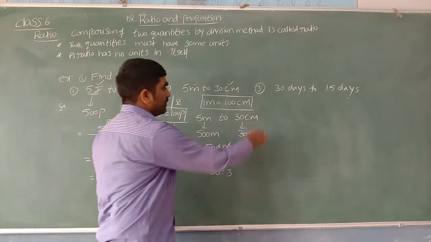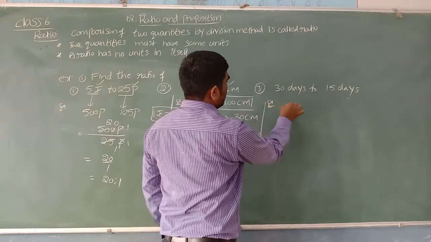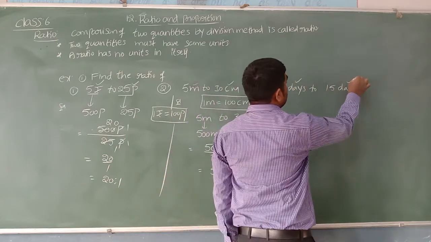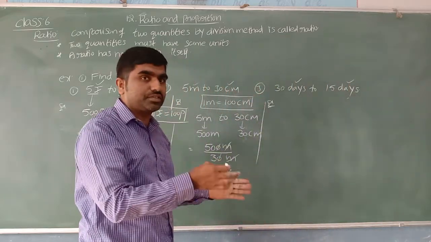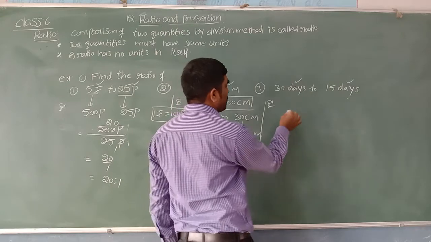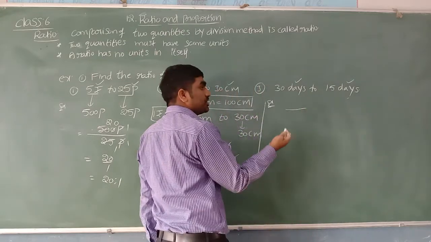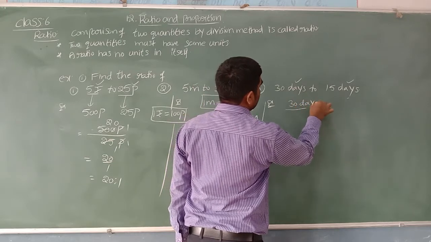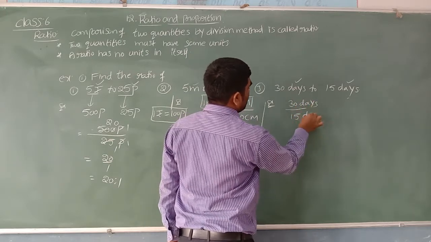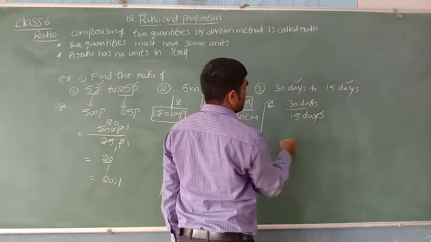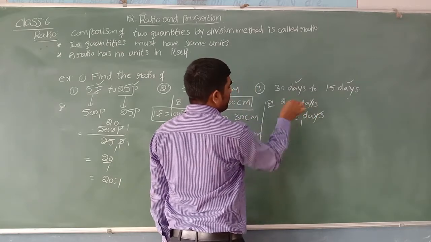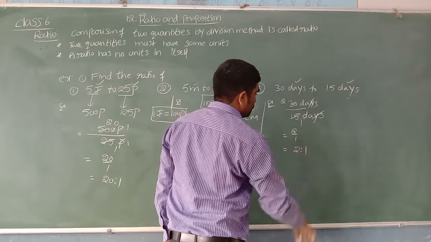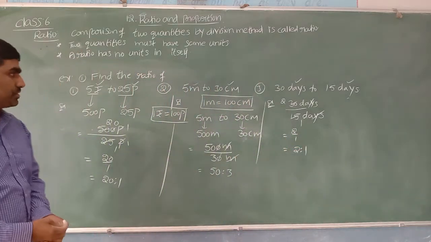Now we can see the last one, the third one. They are asking to find the ratio of 30 days to 15 days. Here you can see days and days. Both the quantities have the same units. When both quantities have the same units, then you can find the ratio directly. I mean, you can compare them by division method. 30 days divided by 15 days. Days cancel. 15 ones are 15, 15 twos are 30. We can write here 2 by 1, which gives us 2 is to 1. So that is the way you can find the ratios.